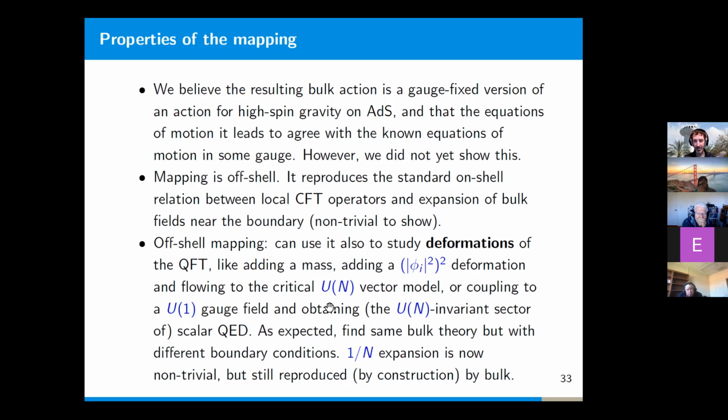In these cases, either in the U(N) critical model or in the scalar QED case, the 1/N expansion is now non-trivial. Of course, we do get 1/N corrections in these theories, but by construction, it is still reproduced by our bulk action.